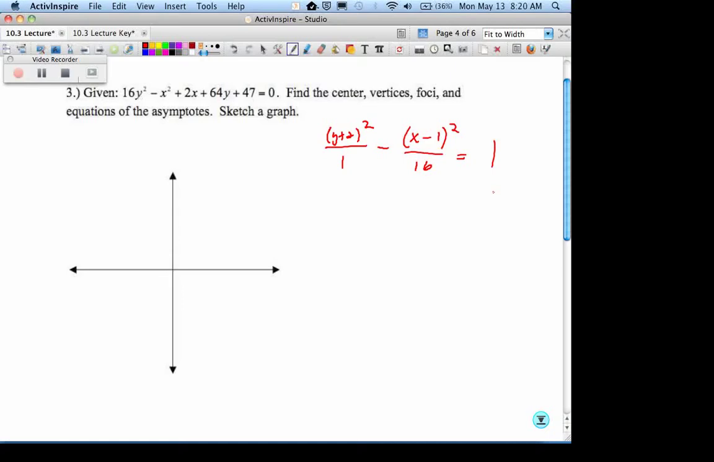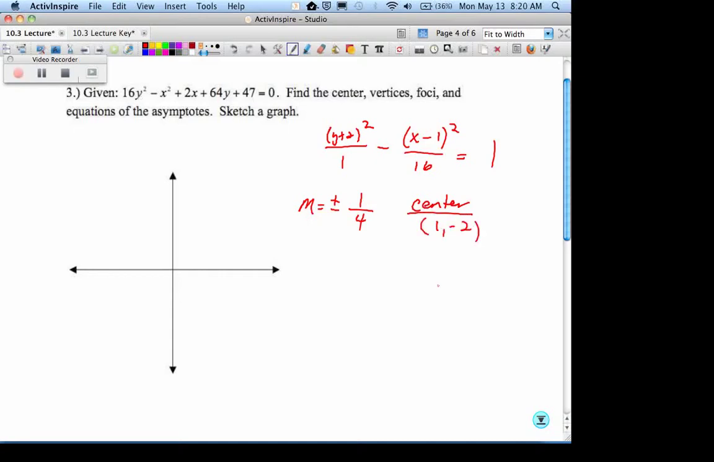If somebody asked me to do the equations of the asymptotes, I would first start by calculating slope, which would be plus or minus 1 on top, 4 on the bottom. So we're going to have a plus or minus 1/4. Then I would go to what's called point slope form. What's the center, by the way? 1, -2. 1, -2 is where our center was.